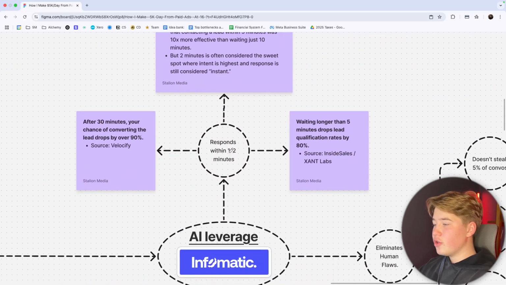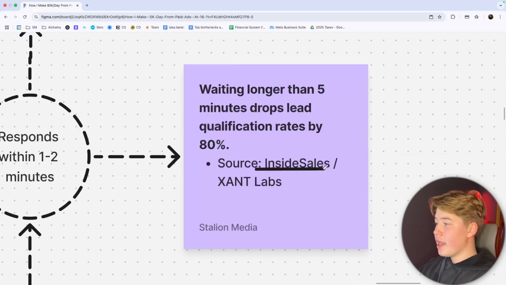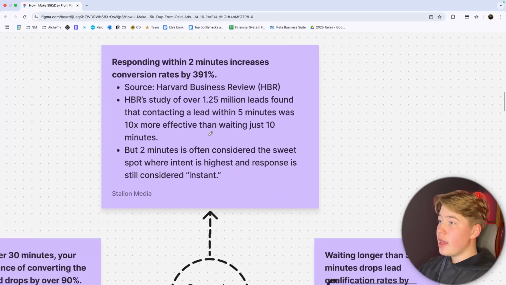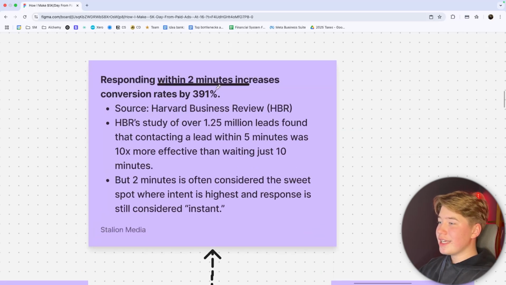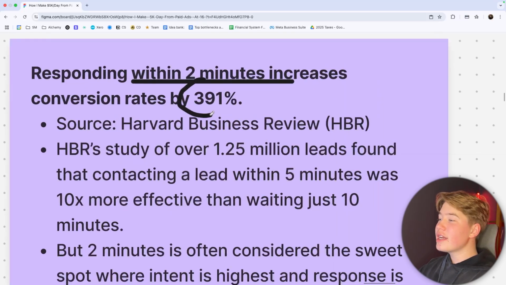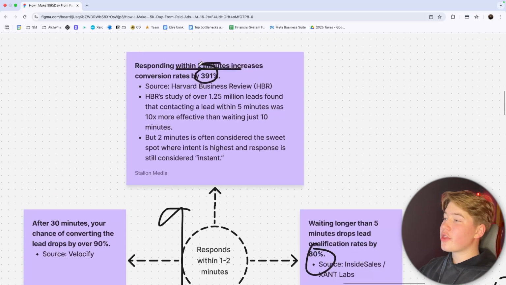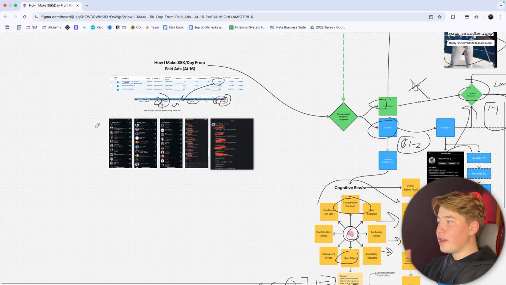With AI, you can have it set to respond within 1 to 2 minutes, right? And the stats say themselves, in inside sales, waiting longer than 5 minutes dropped lead qualification rates by over 80%, right? Then we have from Harvard Business Review, responding within 2 minutes increases conversion rates by 391%. So if you have AI setting in your business, you're going to increase conversion rates by 381%. And that's not even far from the truth, right? It's not even hard to believe.